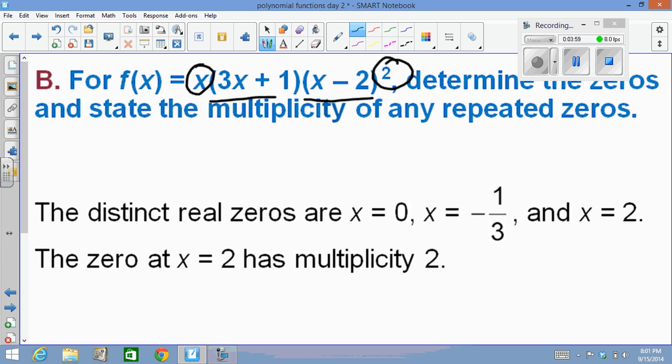So as I was alluding to yesterday, that means the graph would come down to the x-axis at 2 and then bounce back up again. It's not going to cross the axis. So that's only what that question is talking about.